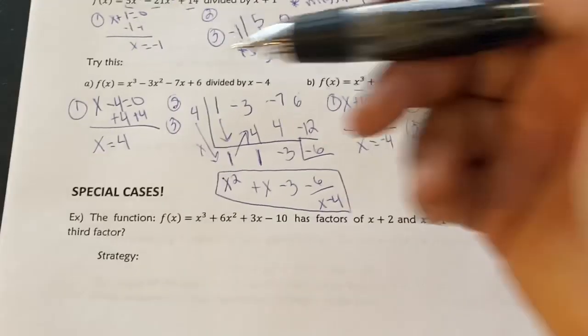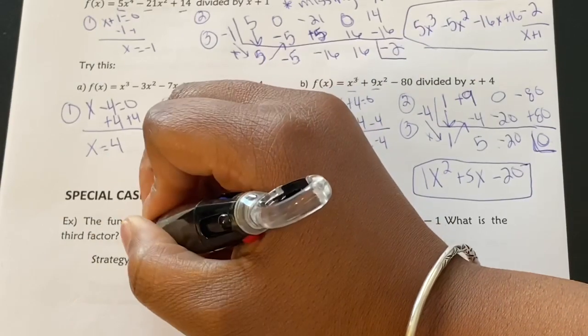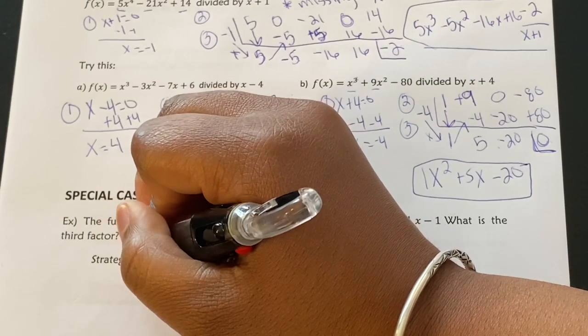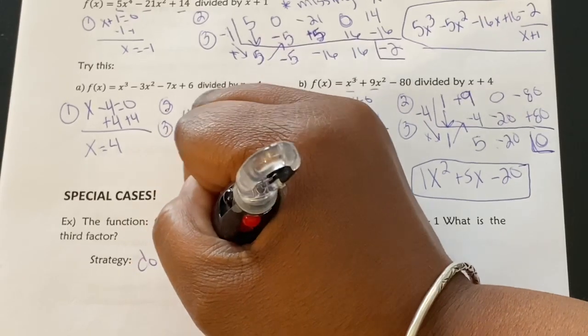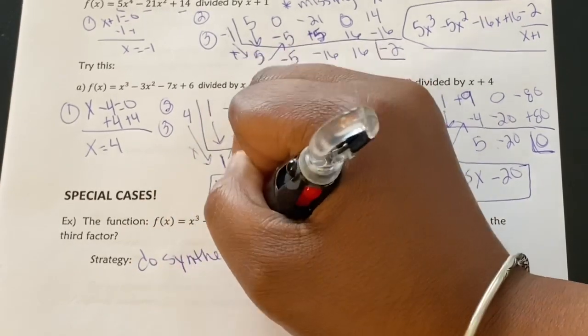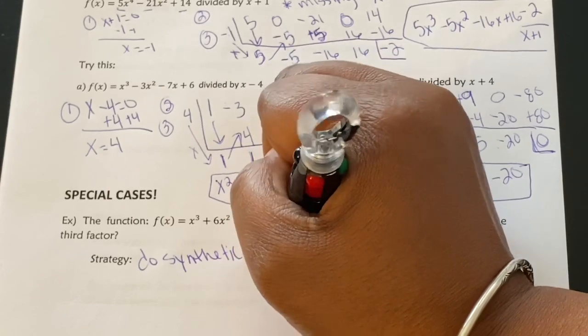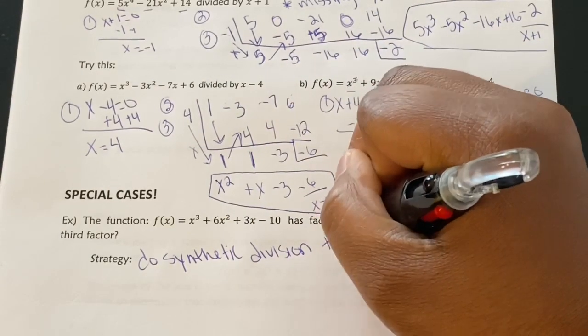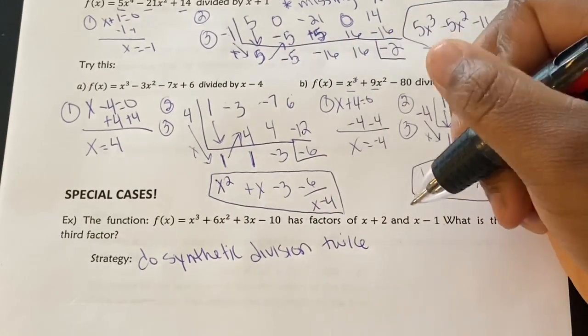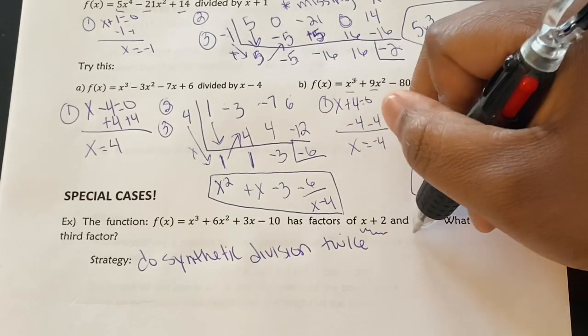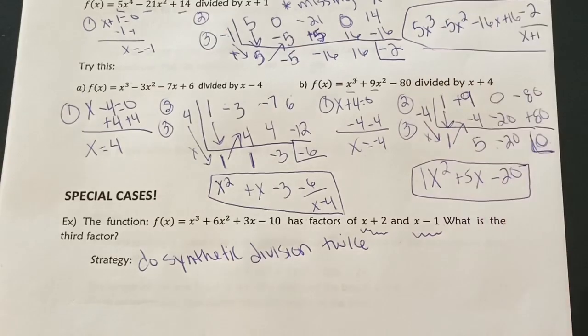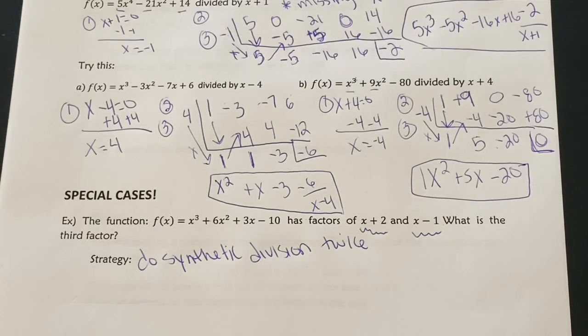The strategy to solve this, to find the last factor, is to do synthetic division twice, with each of the known factors. So I'm going to do synthetic division with x plus 2, and I'm going to do synthetic division with x minus 1. I'm going to do them both.